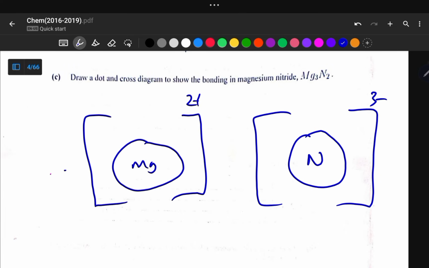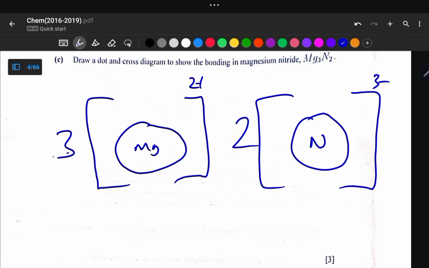And then we have got 3 magnesiums, and then 2 nitrogen atoms. So 2, 2, 2, 2, 2. That's the valence shell of magnesium. And then the valence shell of nitrogen, we've got extra 3 electrons from magnesium. So we need to highlight that.